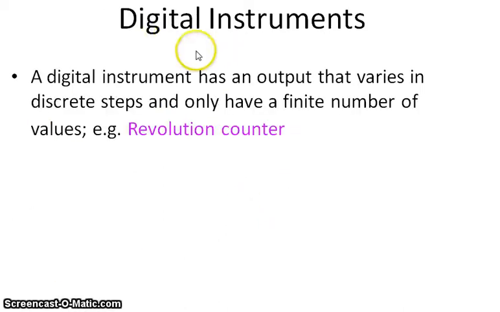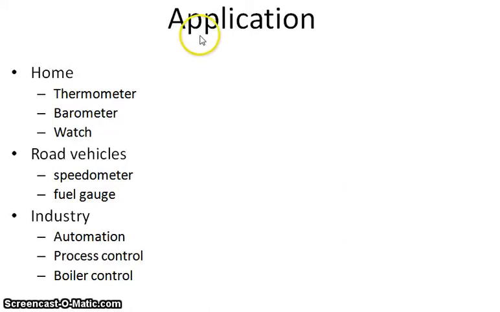Next we will discuss digital instruments. A digital instrument has an output that varies in discrete steps and has only a finite number of values. For example, a revolution counter. That is, we take samples at various time instants from the analog waveform, and those values are converted into discrete values, and the instruments used to measure these values are called digital instruments. Now finally we will look at the applications of measurements and instrumentation.